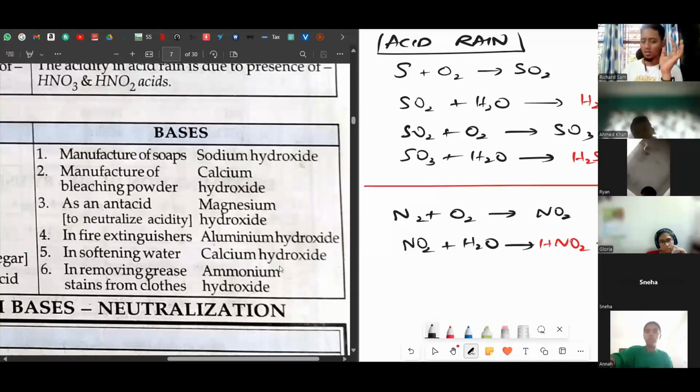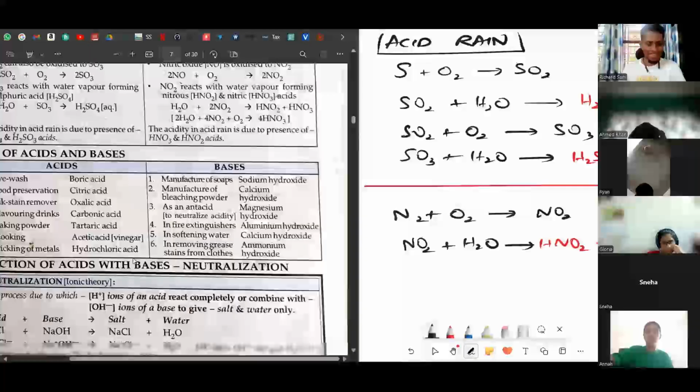Calcium hydroxide is also called slaked lime or just the word lime. Okay, when we use the word lime, it doesn't mean the lime juice or lemon that we use in the fruit. That's not what it means. Okay, lime means calcium hydroxide or calcium oxide. They're called lime. Okay, and then you have ammonium hydroxide, which is used to remove grease stains from clothes. Okay, so some examples of acids and bases.